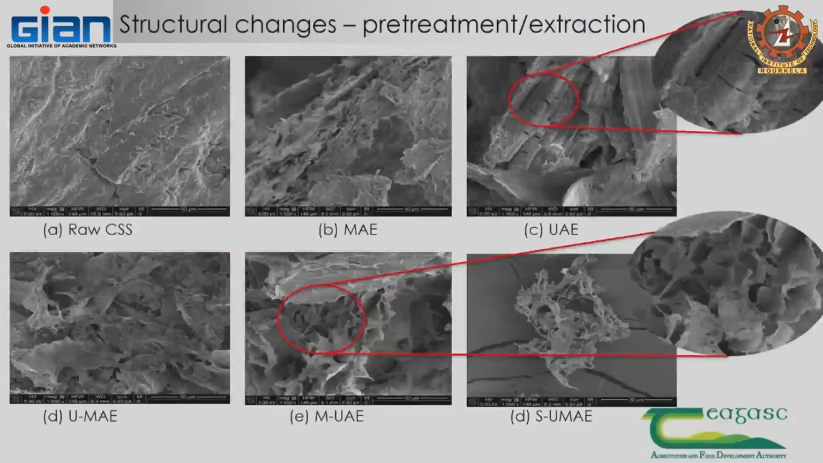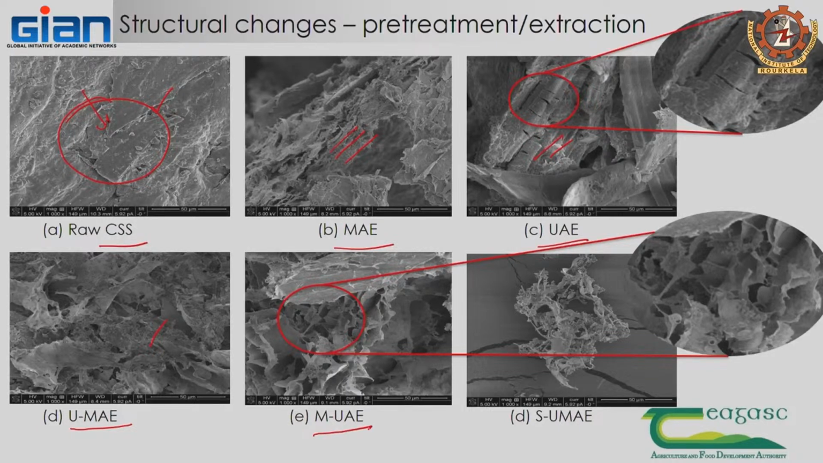Now, if you look at what happens, this is not from seaweed, this is another structural change, from work carried out on coffee silver skin, that is the outer cover of coffee. Normal biomass looks something like this, flat, so the solvent has to go in. When you use microwave, the structure is a bit damaged; ultrasound damages it; ultrasound followed by microwave, see the structure; microwave followed by ultrasound, or simultaneous ultrasound and microwave.